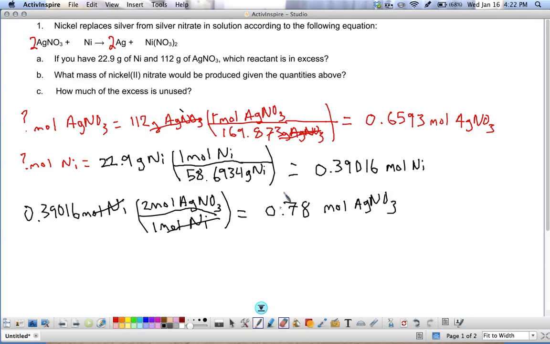Okay, so what this is telling us is that if we had 0.39016 moles of nickel, we would need 0.78 moles of silver nitrate to react fully with that. We don't have that. We have 0.6593 moles of silver nitrate. Okay, which means that silver nitrate is our limiting reactant, and that makes nickel our excess. Okay, so that's part A. Part B.